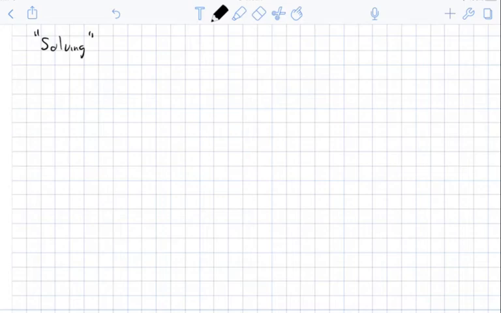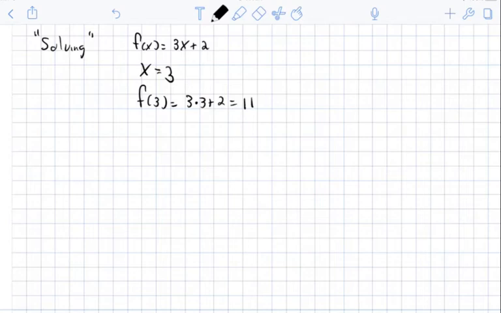Remember, let's say we had a function 3x plus 2. I might ask you, okay, so usually how this works is I give you the value x, 3, and then you evaluate the function at that point. 3 times 3 plus 2 is 9 and 11. Okay?